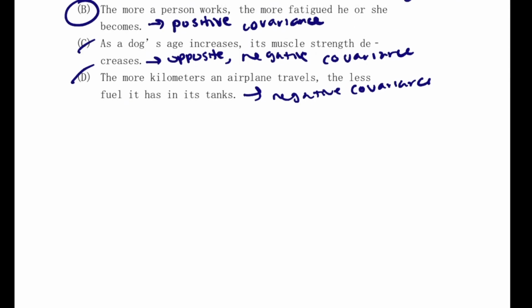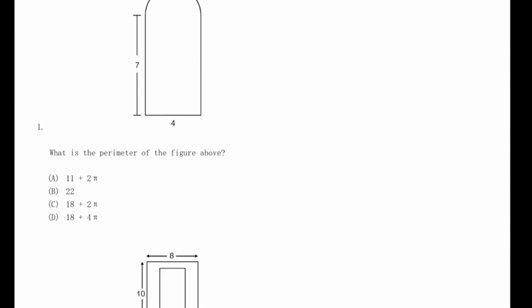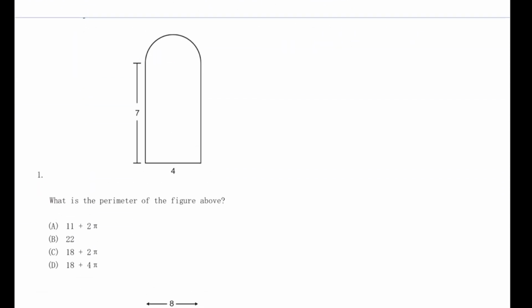All right, let's do some geometry problems. So what is the perimeter of the figure above? So the best way to figure this out is to create figures that we can easily find the perimeter of. So we're going to create a rectangle, and then we also have half a circle. So we're going to add the perimeter of this rectangle and half a circle.